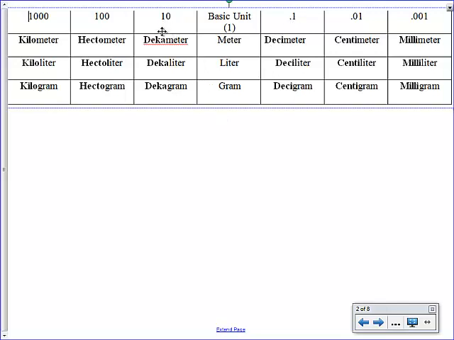And as we keep going up, we have deca, which means 10. Hecto, 100, and kilo, 1000. We use each of those prefixes for all of our base units. Now we're going to practice converting from one unit to another unit. So maybe from a gram to a centigram, or from a meter to a kilometer.